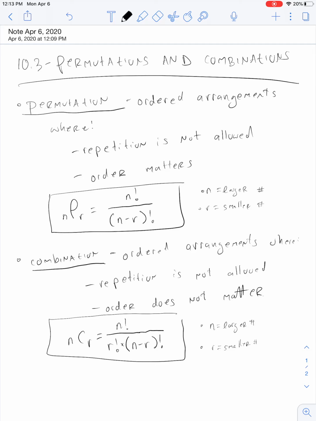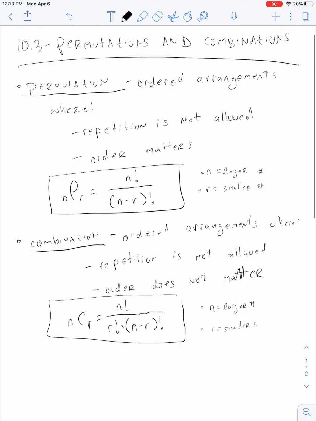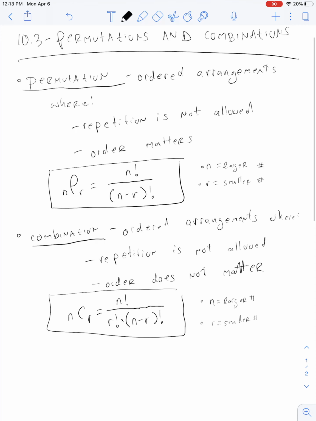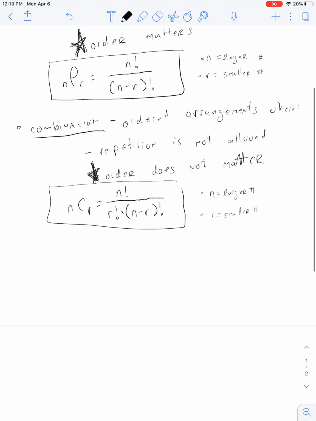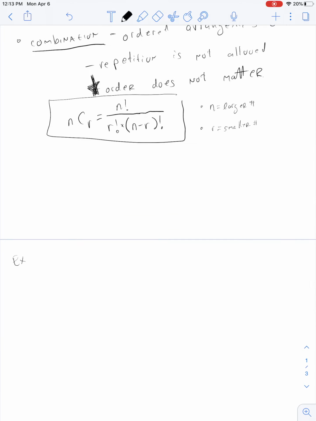So let's take a look at some examples. Once again, I think it's really important to understand this last bullet for each one of them. One of them order matters, the other one order does not matter. Right, so let's take a look at some examples here. All I want you to be able to do here is to determine whether this is a permutation or combination problem.